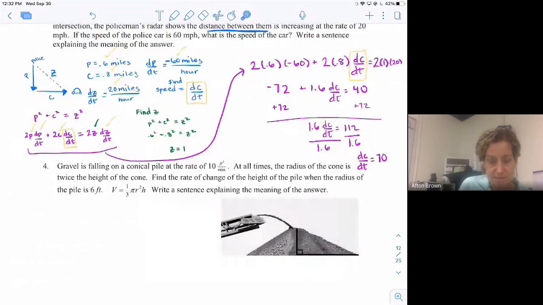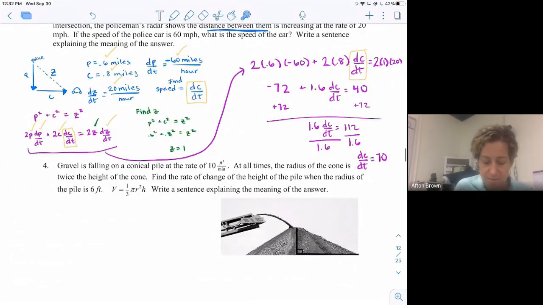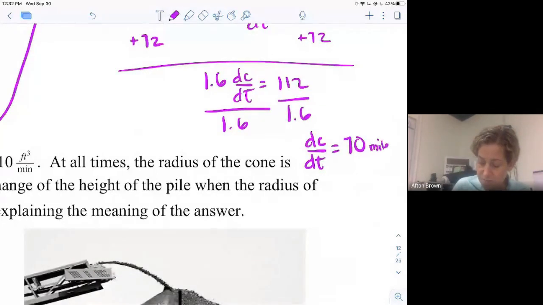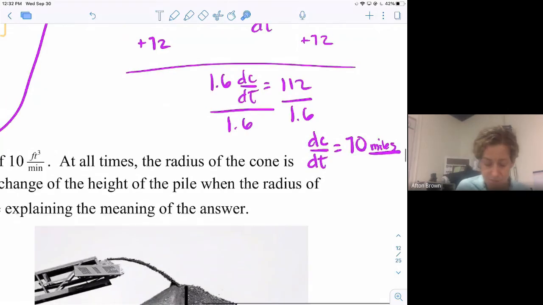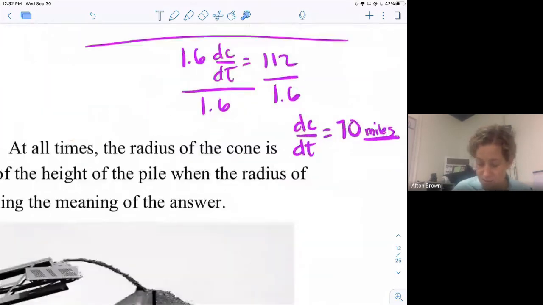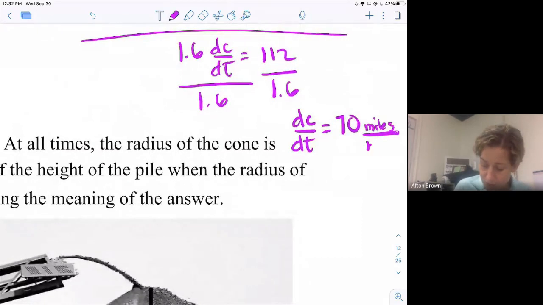C was this distance. How are we measuring distance in this question? How are we measuring length? Miles. Miles, exactly. So we know the units on top is miles. The units on the bottom are units of time. So in this question, time is being measured in hours. So this is why it's 70 miles per hour.